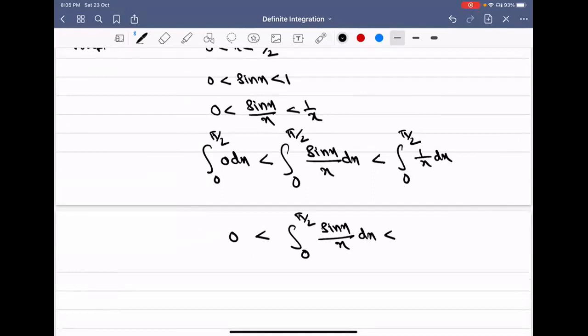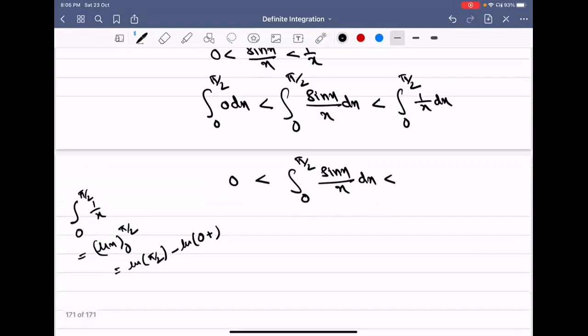So integration of 0 to pi by 2 1 by x, the integration is ln x. Integration of 0 to pi by 2 1 by x is equal to ln x from 0 to pi by 2. This is equal to ln of pi by 2 minus ln of 0. They are approaching 0 from right hand side. So this is ln of pi by 2, some positive value.